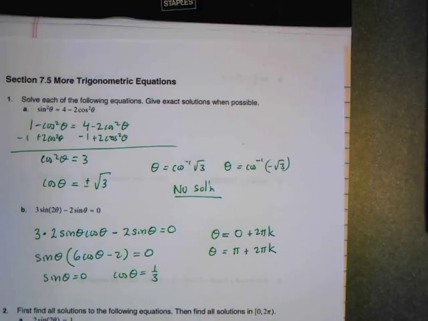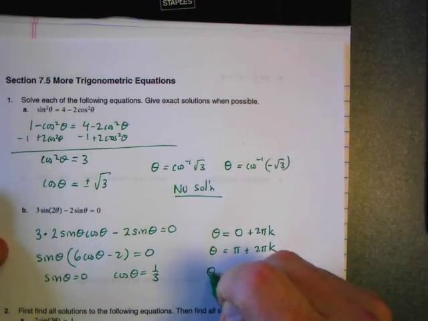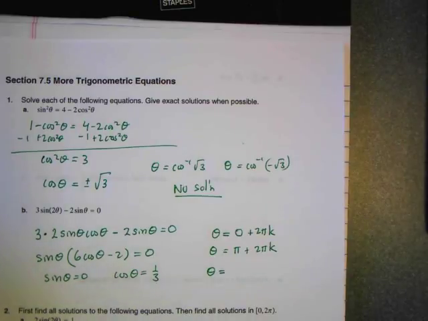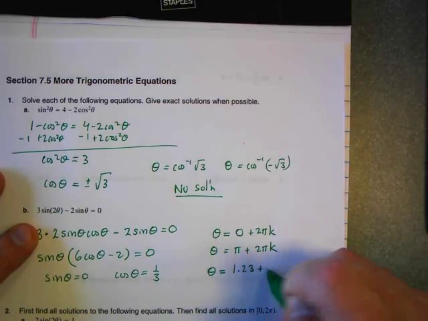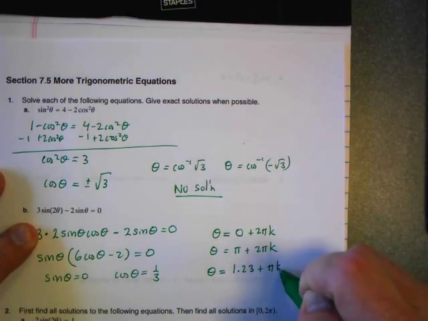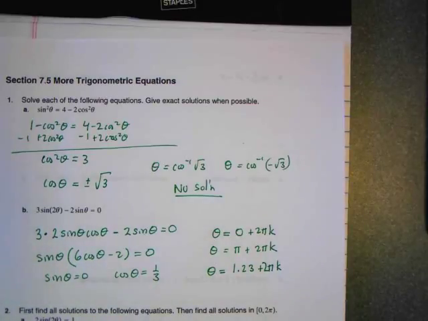Cosine theta equals 1/3. Is that one of the famous ones we've memorized on our chart? No, so we got to use that cosine inverse button. So theta is, what's the cosine inverse of 1/3? 1.23. Since web assign requires 2 decimal places, we'll use 2 decimal places. That sounds good. Any other answers?